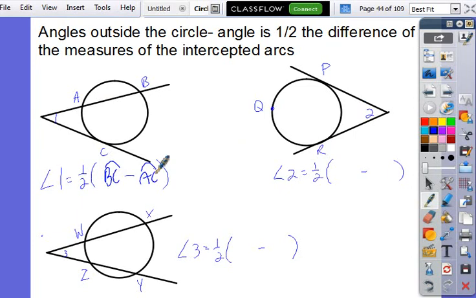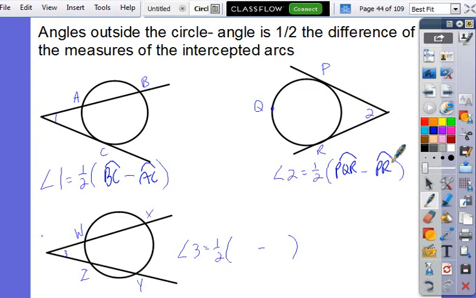If I go to number 2, the first one was a secant and a tangent. Here I've got two tangents. Which two arcs am I looking at? What's my big arc? PQR, minus PR. How do I know I have to have PQR first? That's the bigger one. If I say PR, which way do I have to go? The other way, the short way.